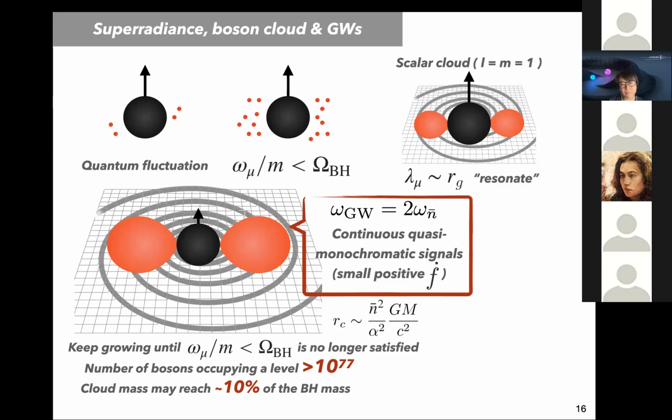And then after a very long lifetime, like millions of years, eventually the cloud will be completely gone and leave behind a spun-down black hole. That's kind of a simplified picture, although there are more complicated situations, like different energy levels and things like that. But that's just a quick introduction of everything here.